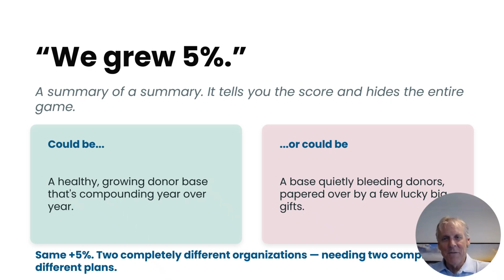Say your revenue went from $1 million to $1.05 million. You grew 5%. The board nods, the report gets filed. But plus 5% is a summary of a summary. Underneath, it could be a healthy compounding donor base, or a base that's quietly hemorrhaging donors while a handful of big gifts papers over the loss. From the top line, you literally cannot tell which. And those two organizations need completely different plans. That's the problem the waterfall solves.